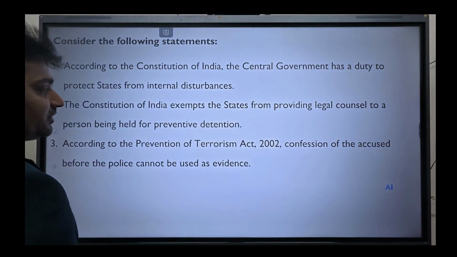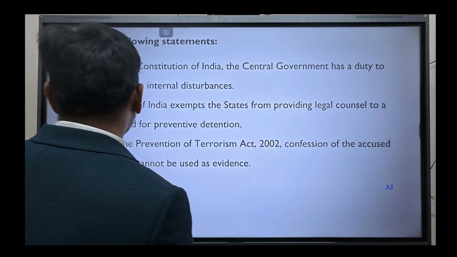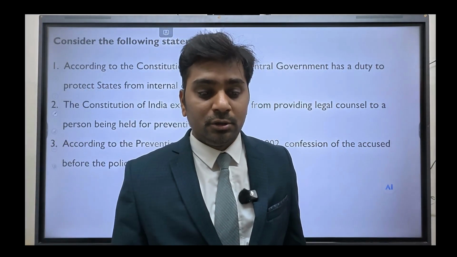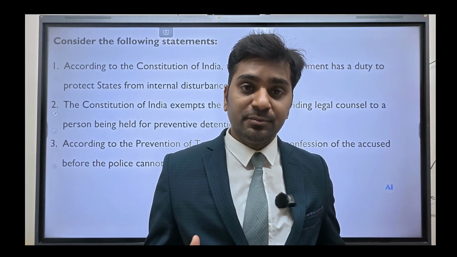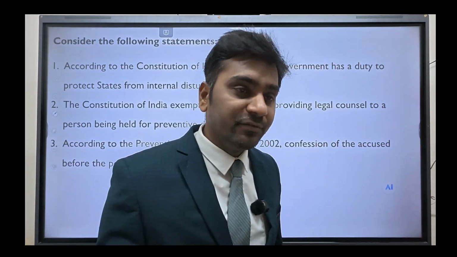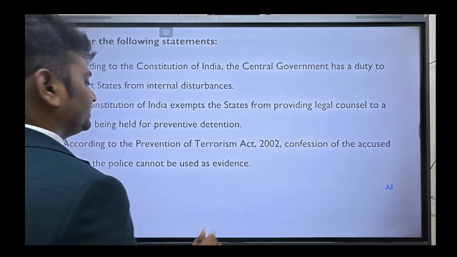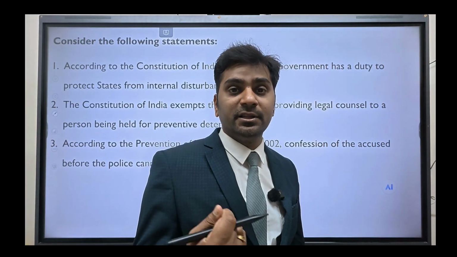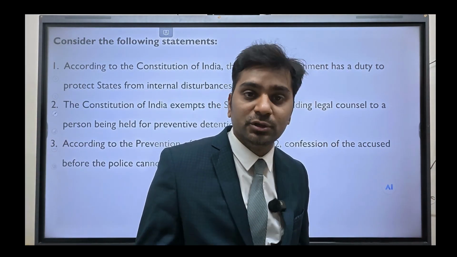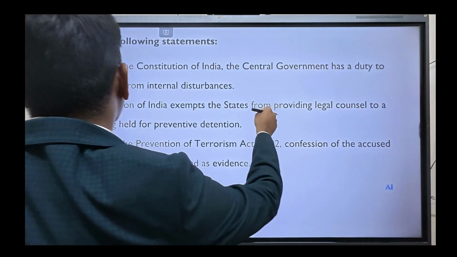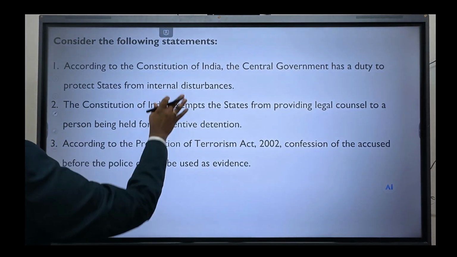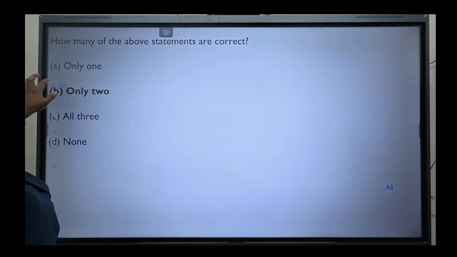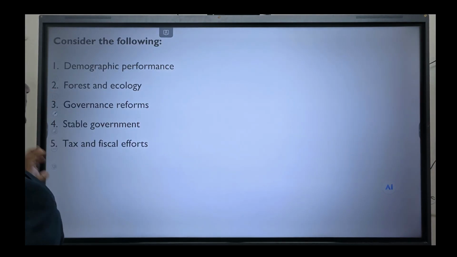According to the Prevention of Terrorism Act 2002, confessions of the accused before the police cannot be used as evidence. So this is wrong. If you are confessing before the police, that can be used as evidence under the so-called Prevention of Terrorism Act, because terrorism is dealt with more seriously and there is no requirement of a judicial magistrate to hear that case. So the third statement is incorrect. The first and second statements are correct. So only two statements are correct.